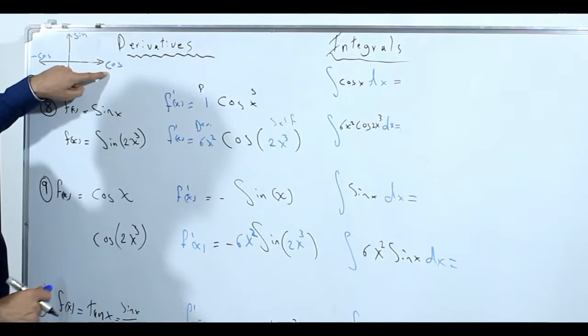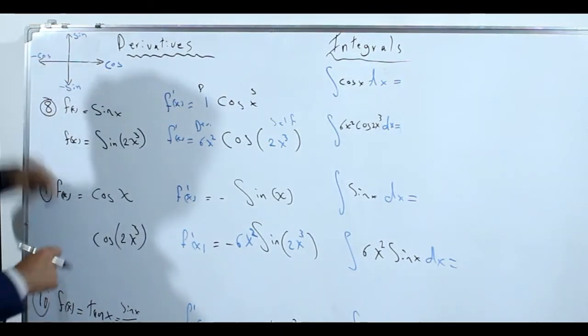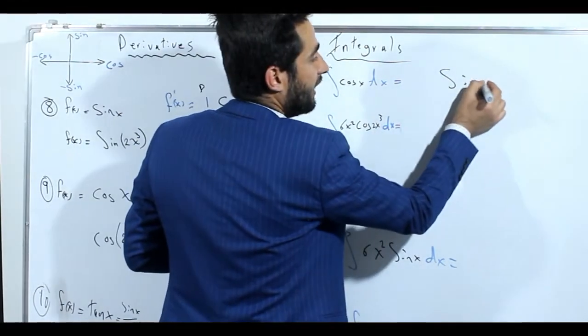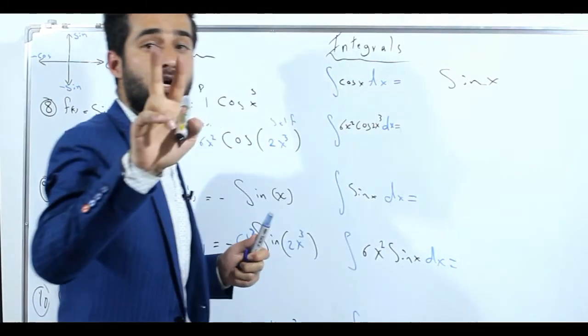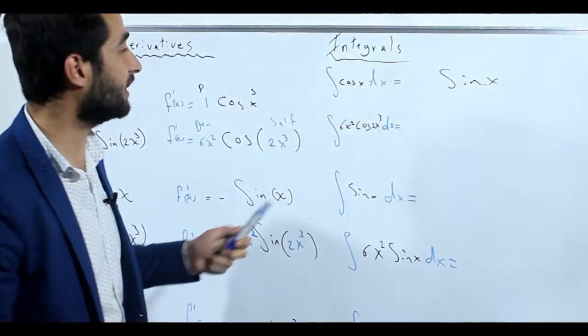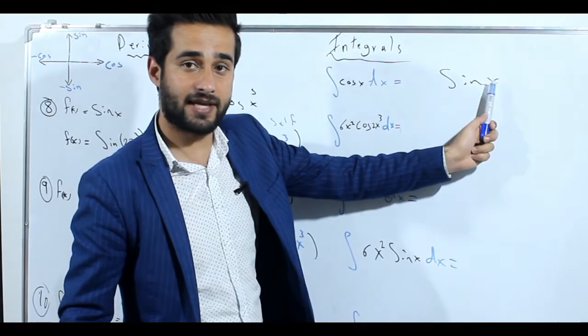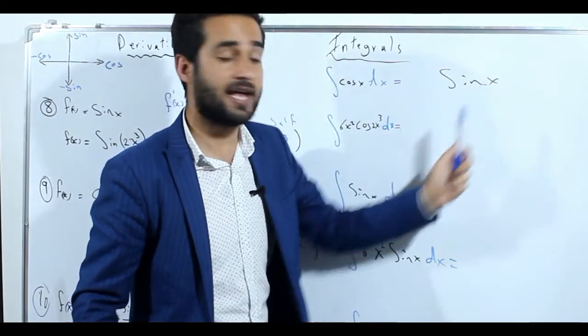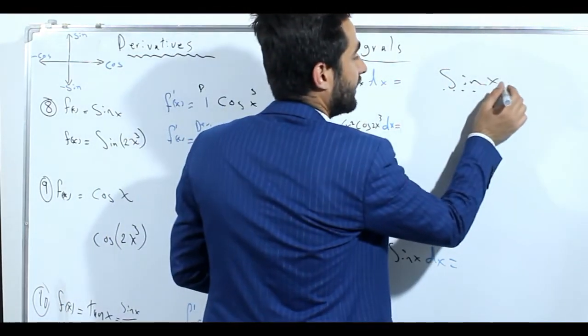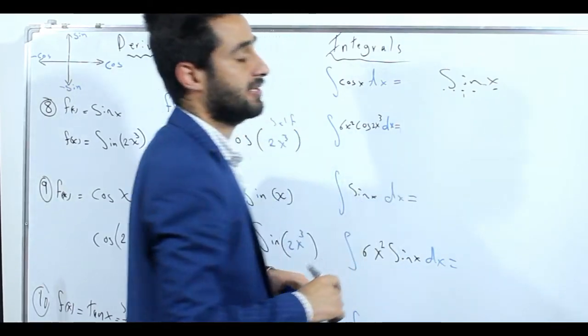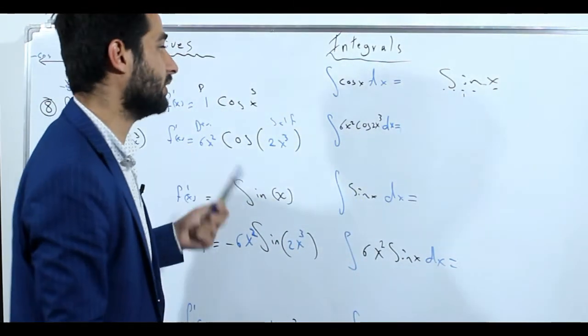What is that integral of cosine? It is sine. So write sine x. But don't forget the two words, itself and its derivative. We have to write itself, the angle itself, and its derivative under the sine. Don't forget, in integral we have to write under the sine. It becomes sine x over 1 or just sine x.